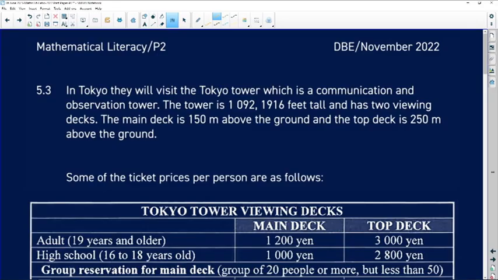Question 5.3 says, in Tokyo, they will visit the Tokyo Tower, which is a communication and observation tower. The tower is that many feet tall. Okay, so it's 1,092,196 feet tall and has 2 viewing decks. The main deck is 150 meters above the ground, and the top deck is 250 meters above the ground. So there are 2 viewing decks that we have been given.